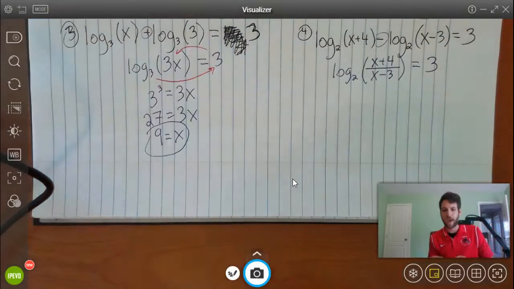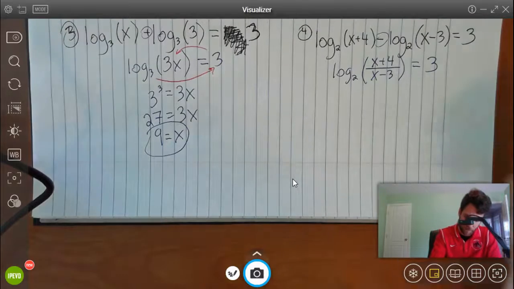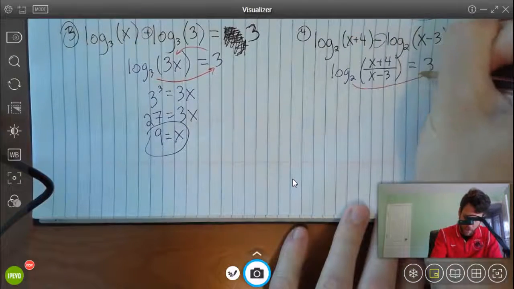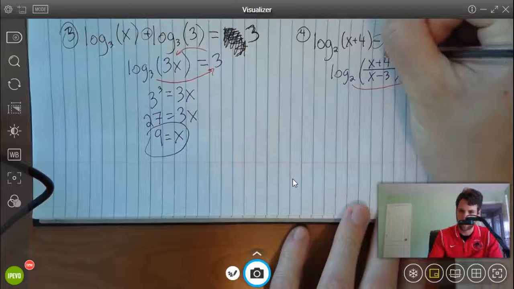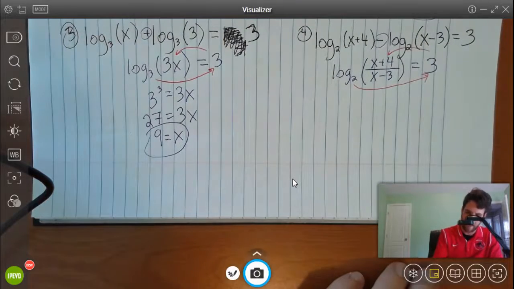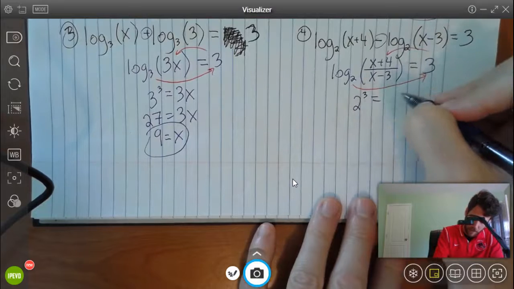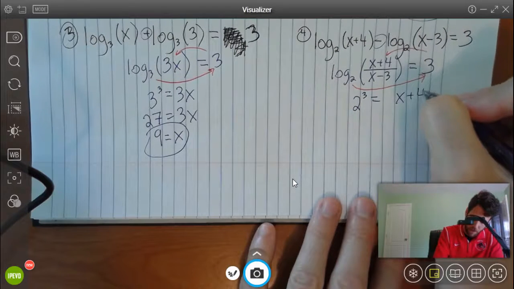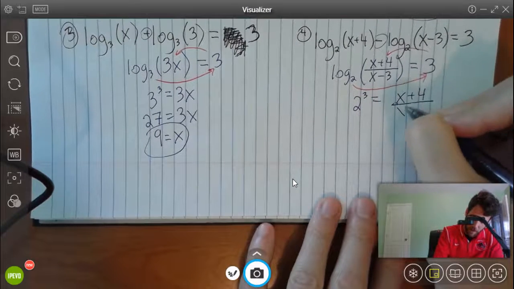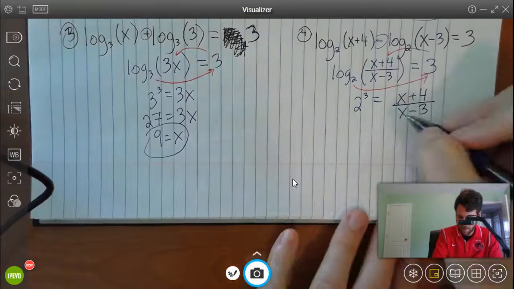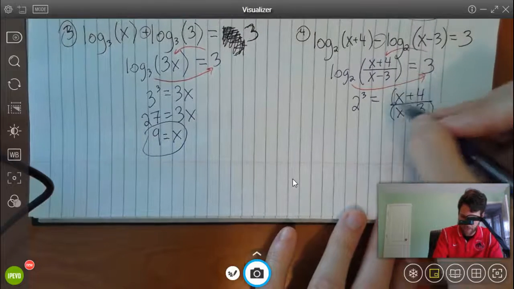Now that I've done that, I want to convert this to exponential form. 2 to the third power is equal to this fraction. And I can write that out. 2 cubed equals x plus 4 over x minus 3. Put some parentheses in our fraction.